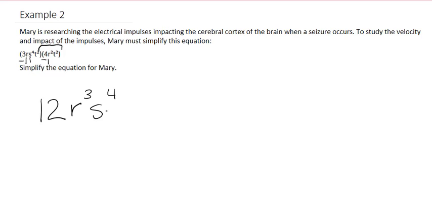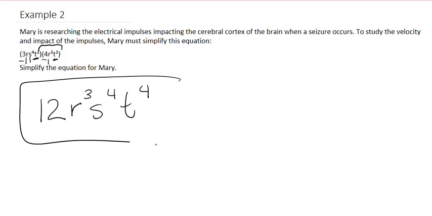The last thing we do now is we look at that t. We have t squared and t squared. So 2 plus 2 is then t to the 4th power. So this is our simplified equation for Mary.